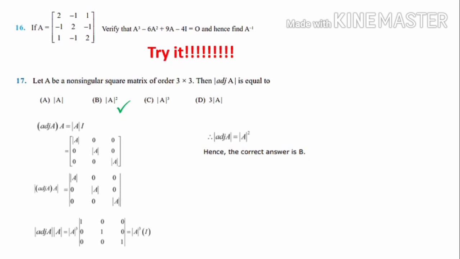Here we can write a result, and you can just keep it in mind, that is determinant of adj A is equal to determinant A to the power n minus 1, where n is the order of the given matrix. So here given matrix order is 3. So determinant of adj A is equal to determinant of A power n minus 1. n minus 1 is 3 minus 1, that is 2. So determinant A square, that is the answer. So this result we can keep in mind.